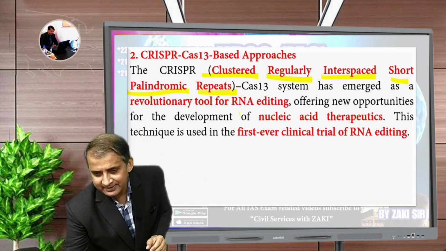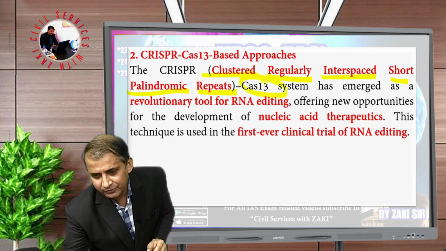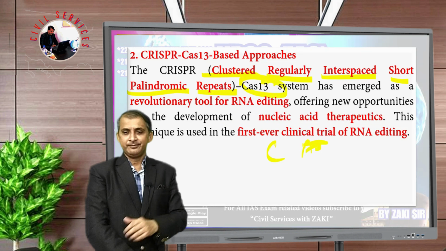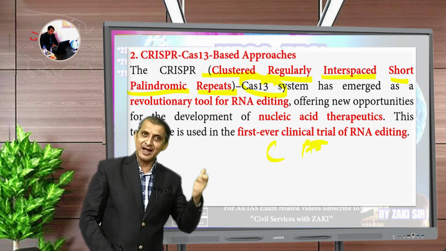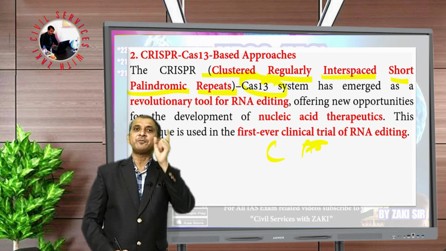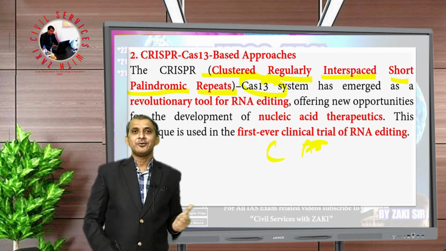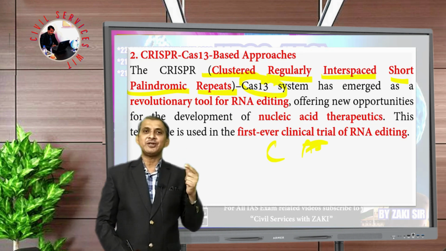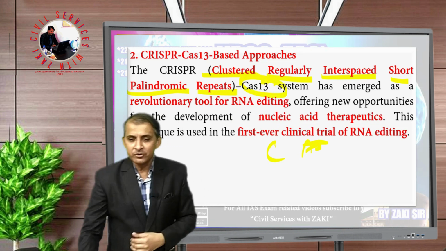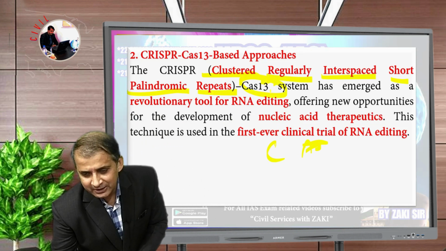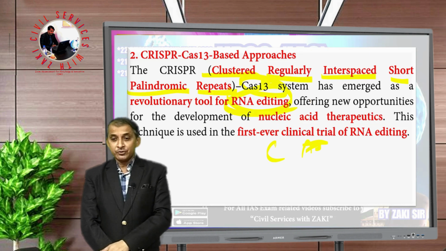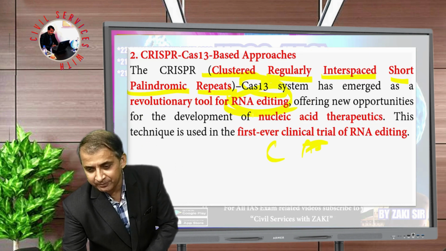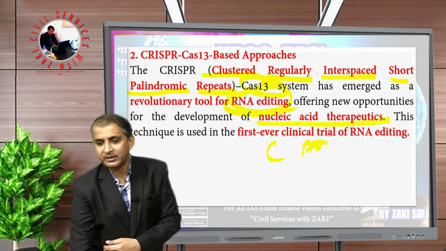So the CRISPR-Cas13 system is one of them. What is Cas? Cas means CRISPR associated protein. If you see Cas9, it means CRISPR associated protein 9. What is Cas13? CRISPR associated protein number 13. So protein 13 is specific for RNA editing. It is a revolutionary tool, offering a new opportunity for the development of nucleic acid therapeutics.